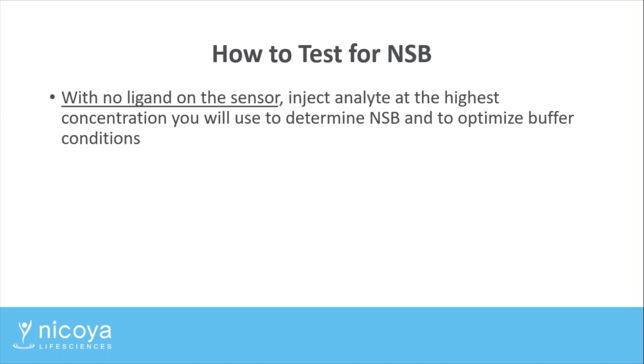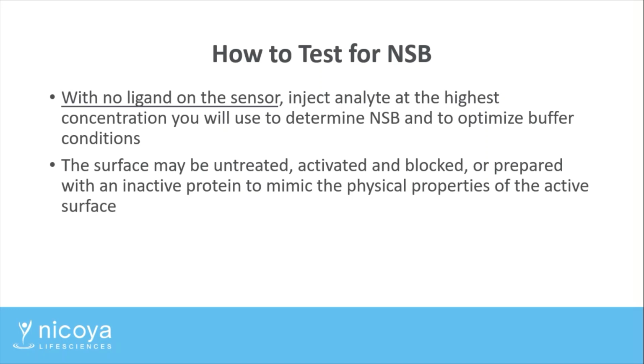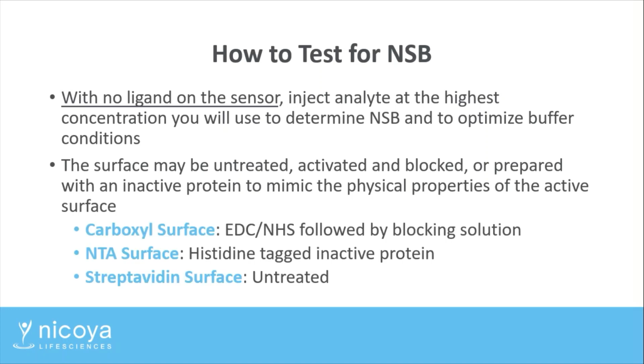Now, there are a few ways to test for this non-specific binding. The most common option is to start by introducing the analyte over the initial sensor surface without the ligand present, to see if we can measure any false positive signals. The surface may be untreated, activated and blocked, or prepared with an inactive protein to mimic the physical properties of the active surface. For example, if you're testing non-specific binding on a carboxyl surface, you're going to want to activate it with EDC NHS and then block it with your blocking solution.